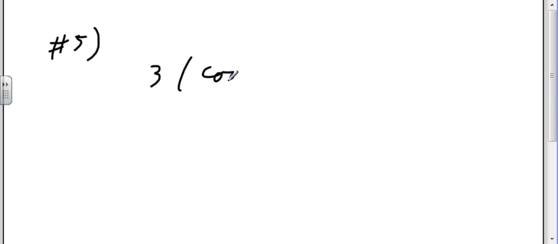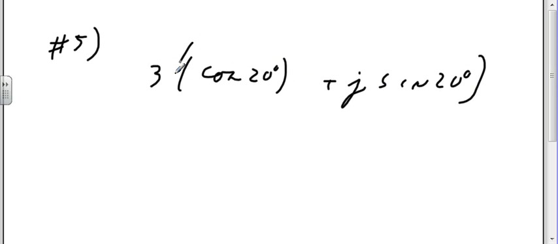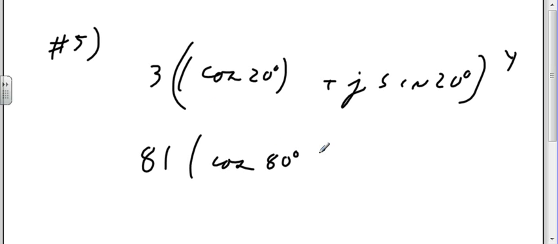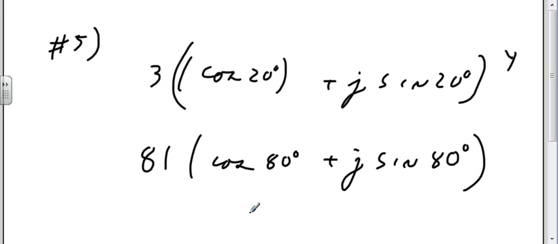3 cosine 20 plus j sine 20, raised to the 4th power. Well, that's better. 3 to the 4th power is 81, so that would be 81 cosine 80, since 4 times 20 is 80, plus j sine 80. All right.